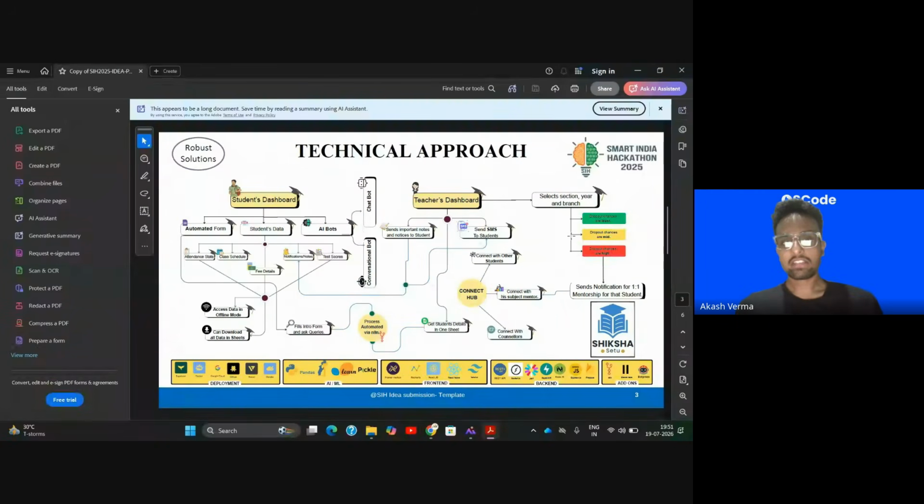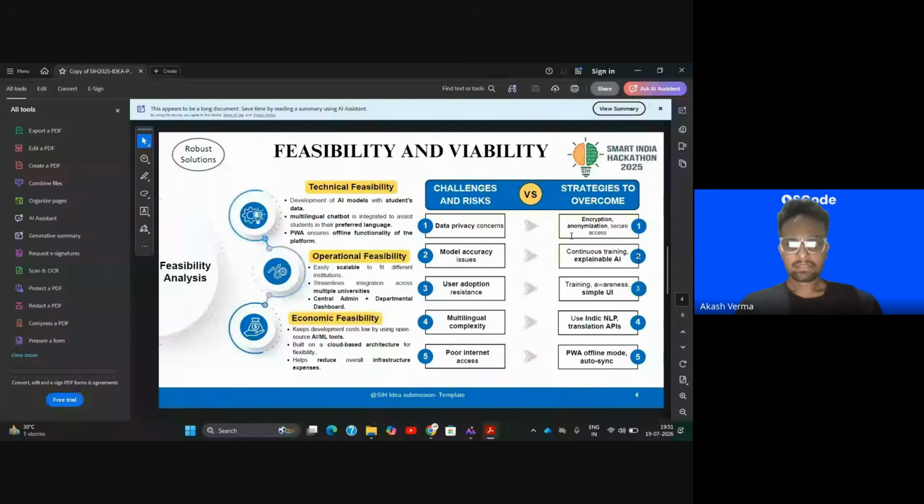Now, as you can see, the technical approach. As for the technical approach, I suggest you draw a flowchart of what you are trying to develop. And for that, don't use AI. You can create it from scratch, because it becomes more visible to the judging committee. Then the feasibility and viability slide: you can mention your technical, operational, and economic feasibility along with the challenges and risks and how you will overcome them.